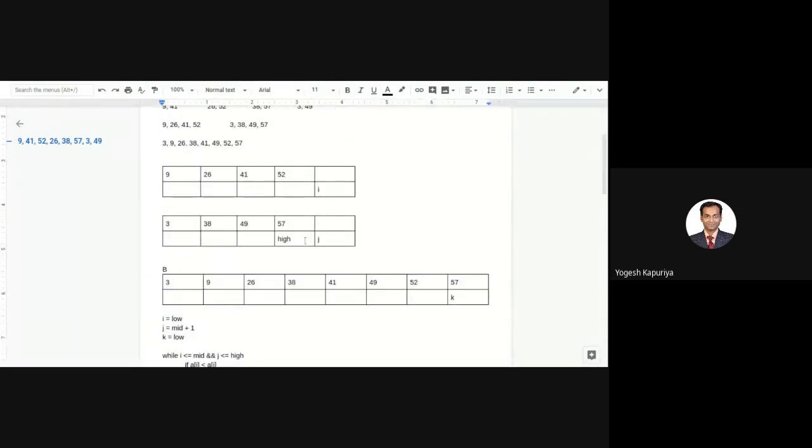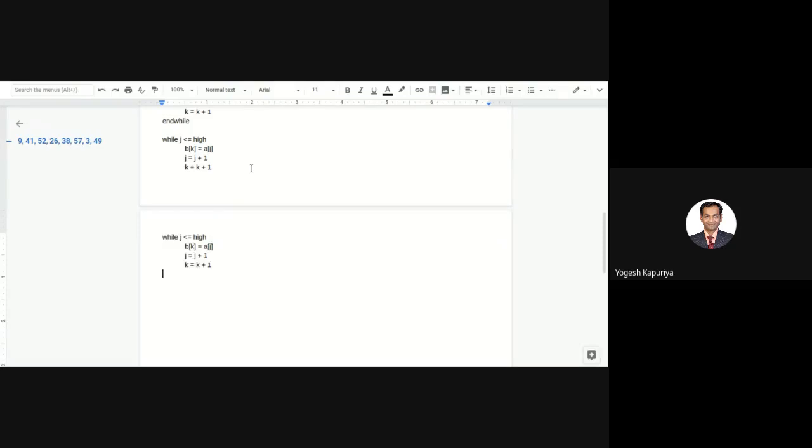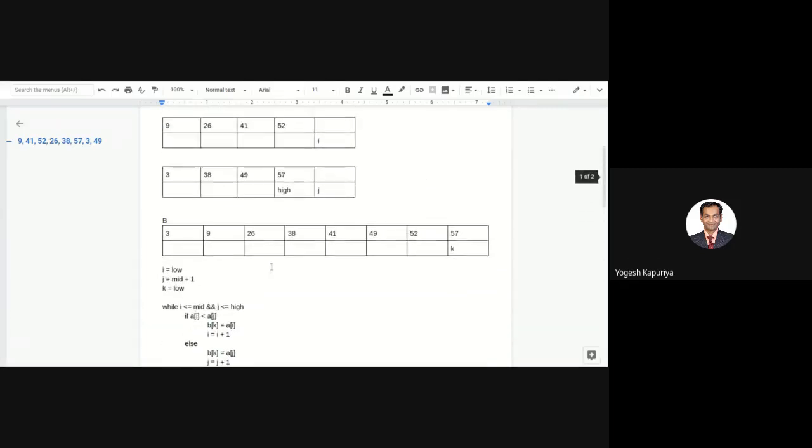Similarly, sometimes it may happen that the first part has finished its task first instead of this. So you require another while loop to make sure that you are also considering the case of i. So what you require now is, while i is less than or equal to mid, B of k is equal to A of i, i is equal to i plus 1, and k is equal to k plus 1. Still, your array elements are in B and not in A.